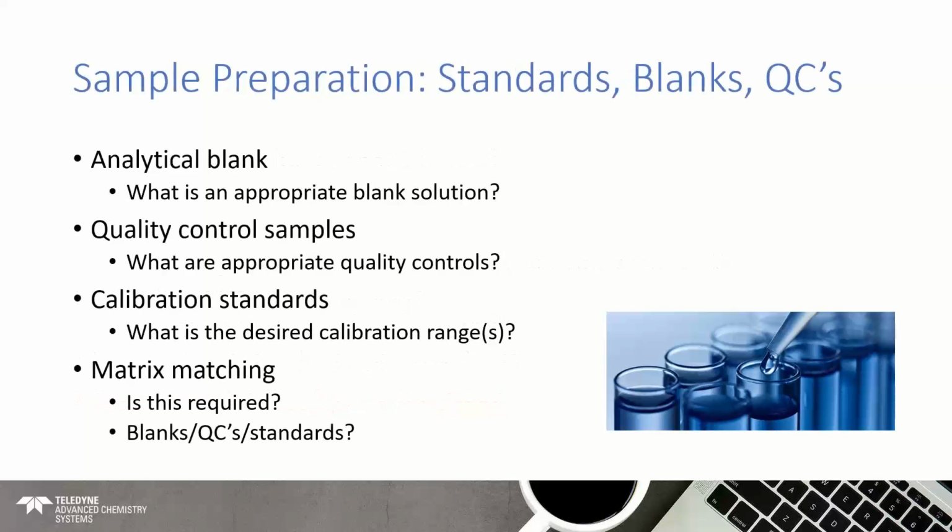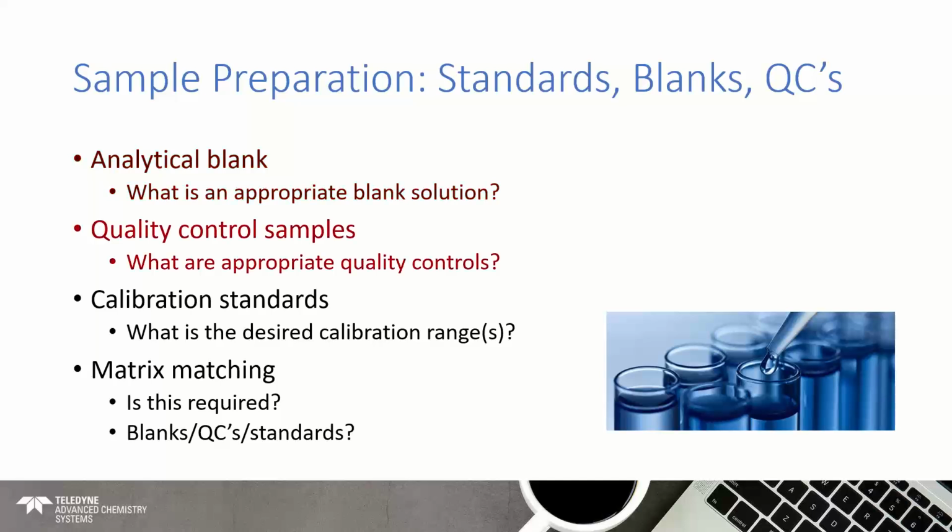Next we move on to the preparation of standards, blanks, and QCs. So these are all the samples that need to be analyzed in conjunction with the samples. So we'll start with the blank. What is an appropriate blank solution for your trace element analysis? That's going to depend entirely on the samples that you have and entirely on what it is you're looking to achieve. There might be some matrix matching involved, etc. So you'll need an analytical blank. It might be something as simple as a low concentration nitric acid solution, but it might be more complicated than that.